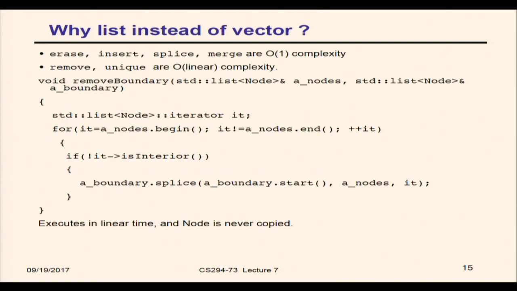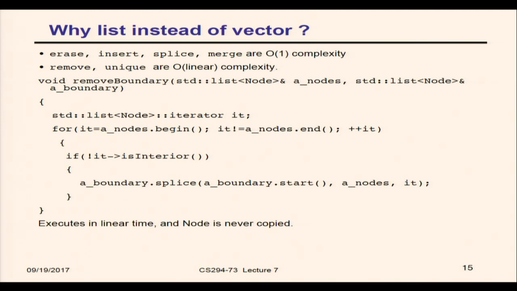So why use list? Erase, insert, splice, and merge, which are more aggregate operations, are order 1 complexity. Remove and unique are order linear complexity. So removing something, so these are different forms of doing things that are more aggregate operations.